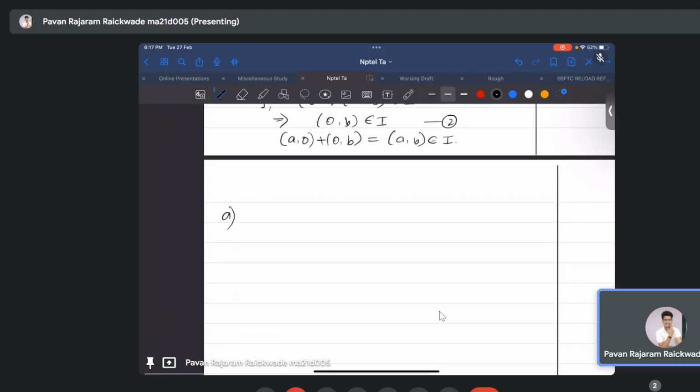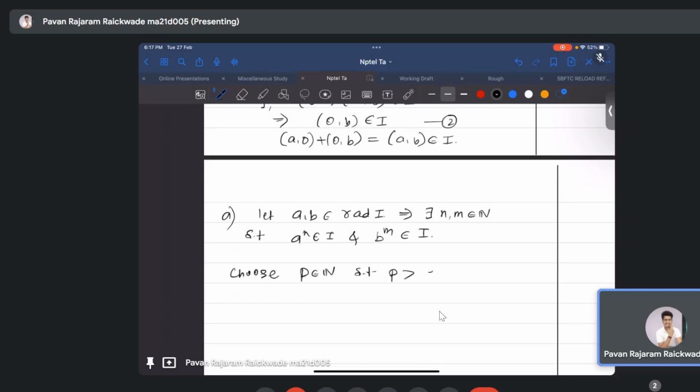So first thing is we have to show that rad I is indeed an ideal. So let a, b belong to rad I. What this implies is there exist integers n, m such that a^n is in I and b^m is in I. I want to show that a plus b again belongs to rad I. So what I do is choose p, a natural number, such that p is strictly greater than 2 times the maximum of n, m.